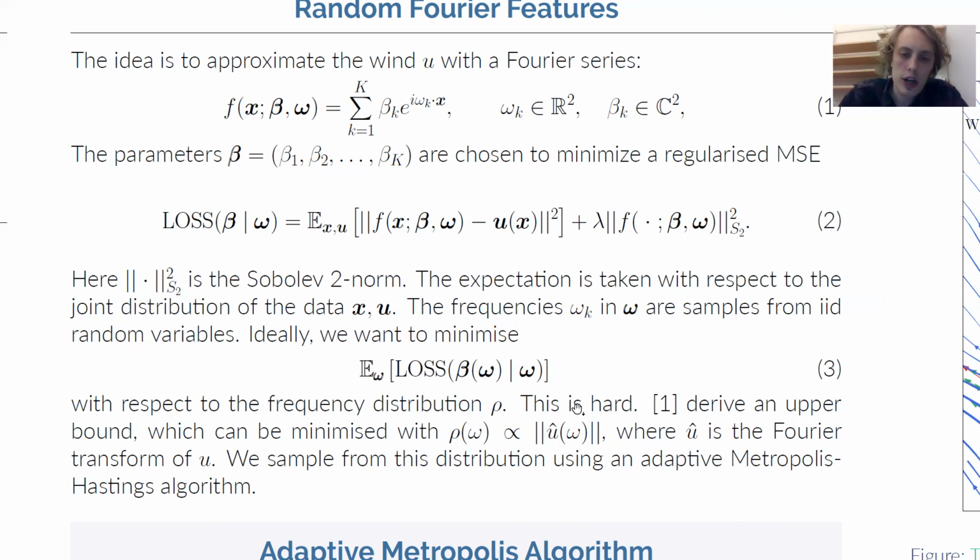And this expected loss is hard to compute, but what you can do is find an upper bound for this loss. And you can show that upper bound is minimized by picking the distribution of these Fourier frequencies proportional to the Fourier transform of the true function. That is, of course, also a problem, because we can't directly sample from this Fourier transform of the true velocity, because we don't know the true velocity. So what we do instead is that we construct a Metropolis algorithm.